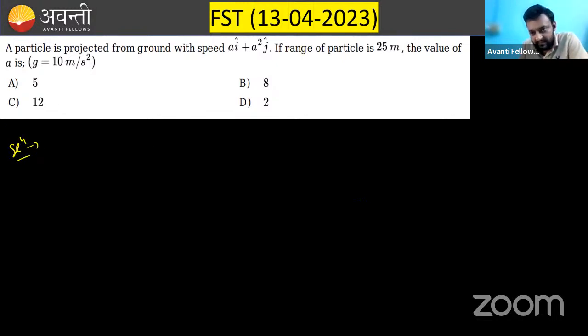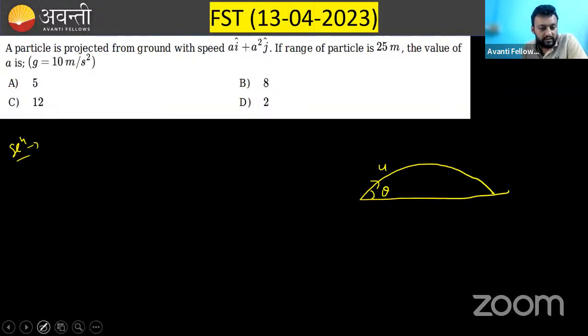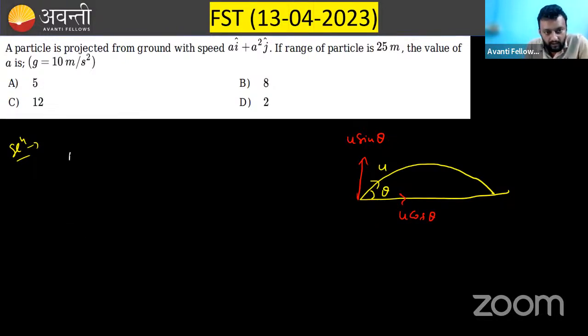What we know is that, let's suppose this is a particle which is projected. This is the ground and the particle is projected something like that. It will follow that path. It is projected with speed u at an angle theta. So first we find the components. The horizontal component is u cos theta and the vertical component is u sin theta. This is clear. Now, what is the formula for the range? Range is equal to u square sine 2 theta over g.